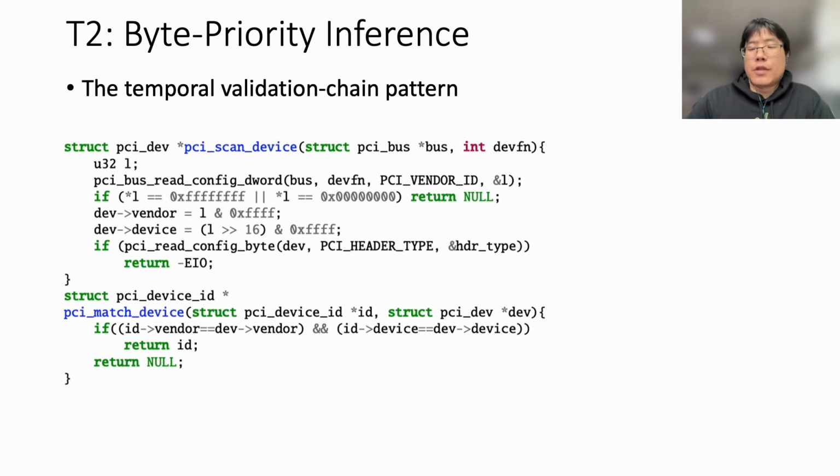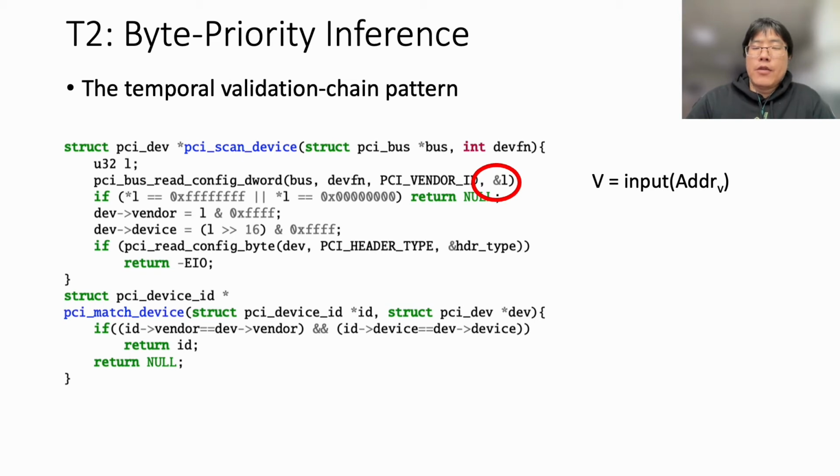Here we just show the temporal validation chain pattern. We found that the validation chain follows a specific temporal pattern. First, the code execution starts with the device read. The read gets a value V from the I/O address.